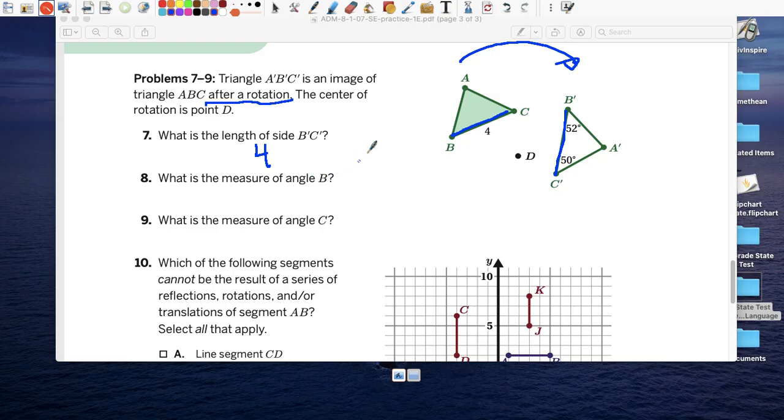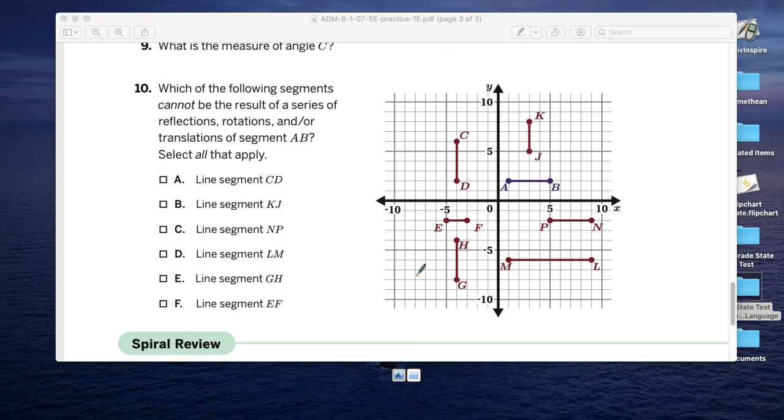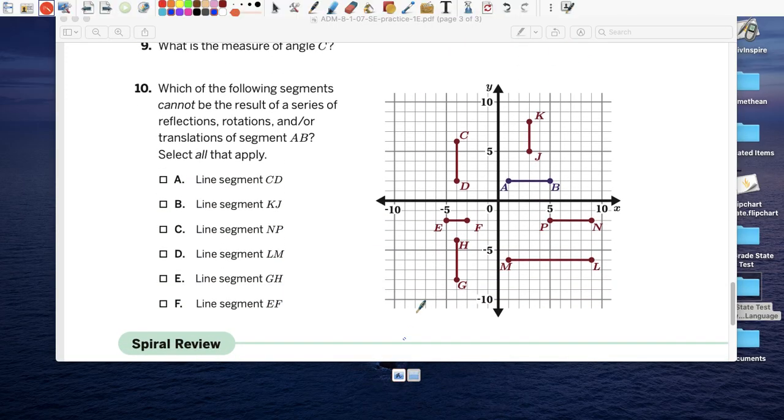What is the measurement of angle B? Where's angle B? It's right here, and angle B prime is over here. Because those two angles are the same, it's 52 degrees. What's the measure of angle C? Well, angle C prime is 50 degrees, which means that angle C is also 50 degrees.